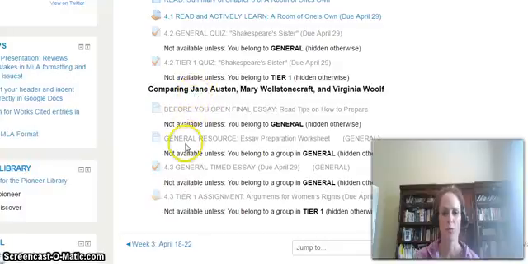So there's two resources, and then this is the timed essay for the general group. The Tier 1 group will have a similar assignment, but it will not be timed, where you will compile evidence from the three readings, the three women authors, and compile evidence to compare those three arguments for women's rights.